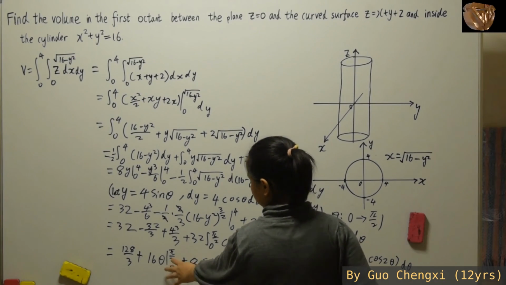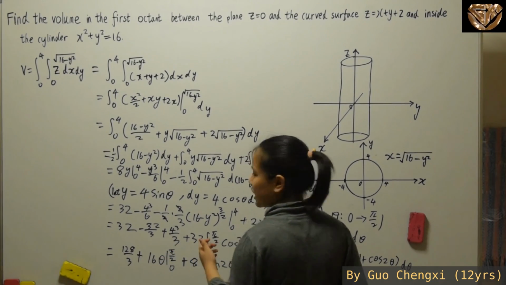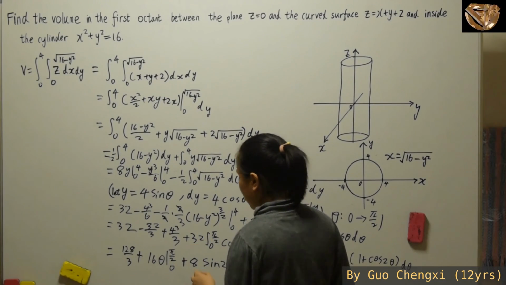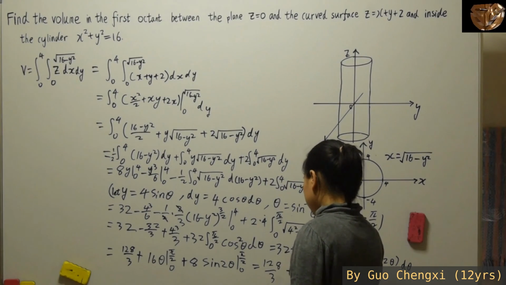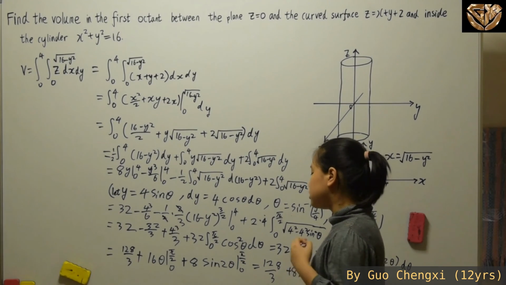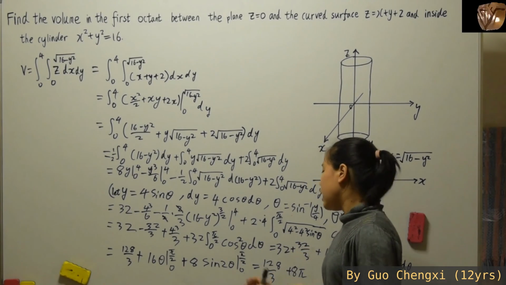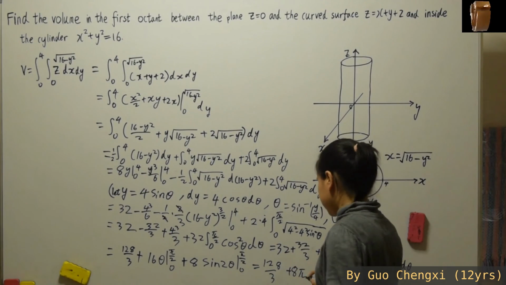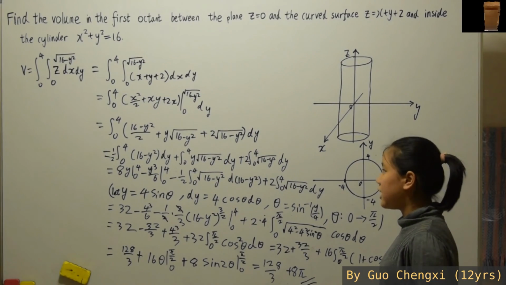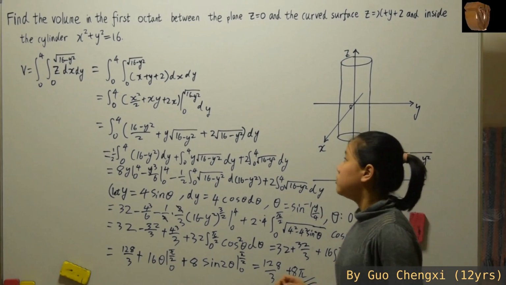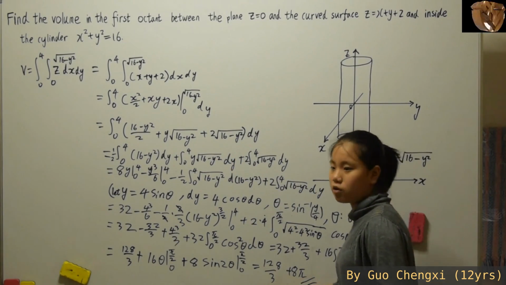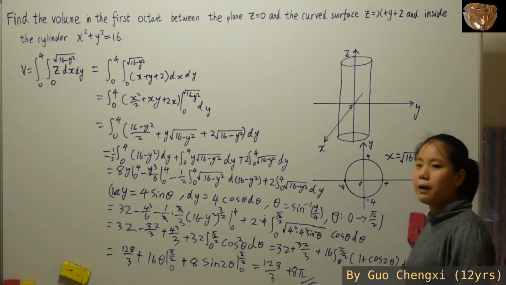Well, for this part, when you substitute the 0 inside, it's going to be 0, so you can just ignore it. And if you substitute the pi over 2 inside, it's going to become 8 pi. And when you substitute pi over 2 over here, because times 2, it becomes sine pi, which is 0. And then for this part, if you sub in 0, it will just be 0. So our result that we get for this lesson is that the volume is basically this part, okay, 128 over 3 plus 8 pi.